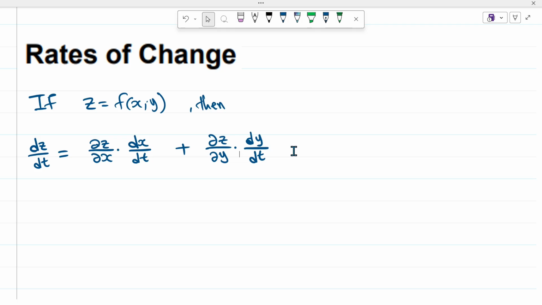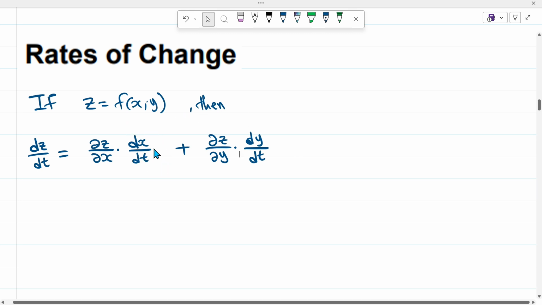You will be told that x increases at a rate of 2 meters per second, and y decreases by 5 units per second, for example. So you'll be told things like that. That's how you know that you should calculate the rate of change. And then the formula that you use has to be this one.